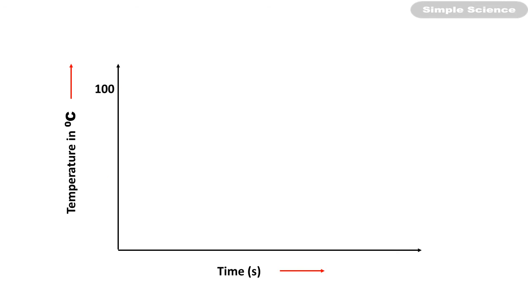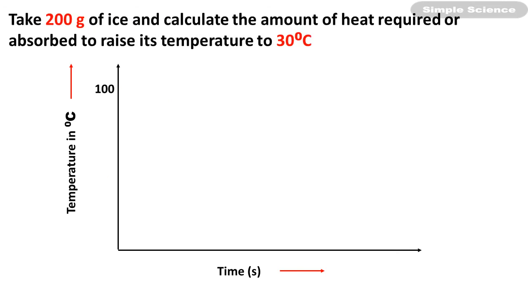Now we'll take one more question. Take 200 gram of ice and calculate the amount of heat required or absorbed to raise its temperature to 30 degrees Celsius. Now in this question the temperature of ice is not given. That means you have to consider that ice is at 0 degrees Celsius. So temperature of ice is not given, minus 10, minus 5, minus 20. It's not given in this question. That means ice is at 0 degrees Celsius.